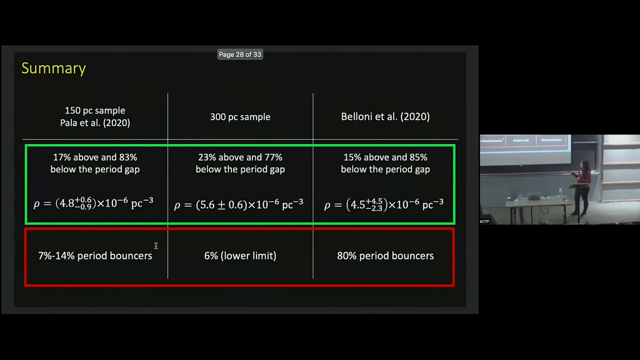So to summarize, we can see that within the 300 parsec sample from these preliminary results, we don't find major surprises compared to what we got within 150 parsec.